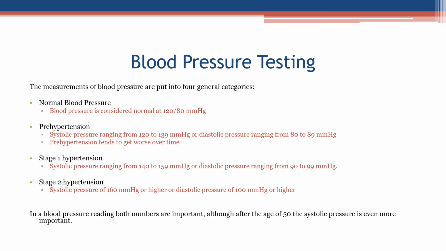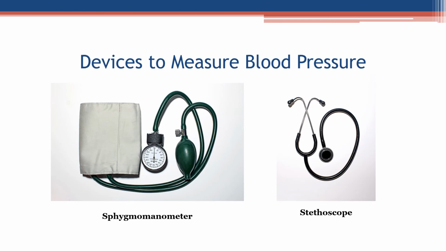In a blood pressure reading, both numbers are important, although after the age of 50 the systolic pressure is even more important. Devices to measure blood pressure. Sphygmomanometer. Stethoscope.